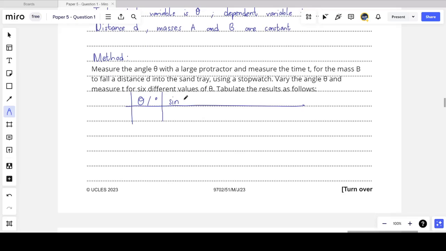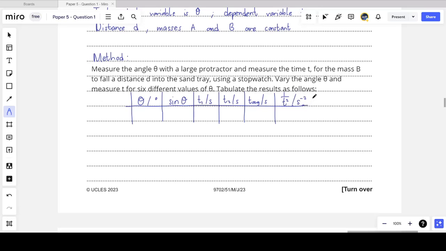So sine theta, remember this is dimensionless, so there are no units. And then I want to calculate the time. So I will have a column for t1, my first reading for time, a column for t2, second reading for time, and then a column for the average time to, again, reduce the uncertainty, take 2 readings and average. Also, I need a unit which I'm going to use as seconds, and then finally, since I'm plotting 1 over t squared on one of the axes, I'm going to need a column for 1 over t squared, and the unit for that will be second to the minus 2.